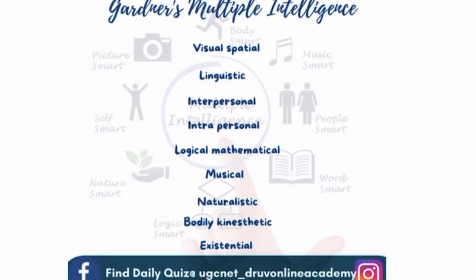Next is musical. It is very clear that the field is music. It can be composing, singing or playing an instrument. It can be anything related to music. But the fundamental concept is the recognition of pitch, recognition of rhythms, tones and other aspects related to music. That is about musical intelligence.